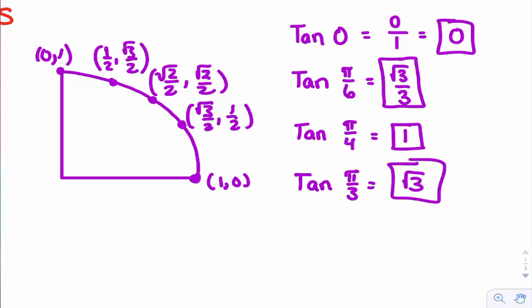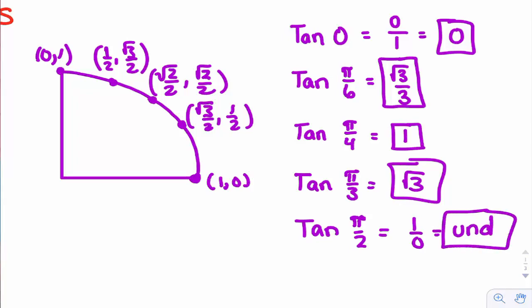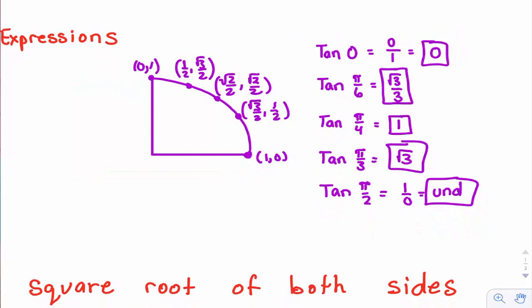So anyway, that's that one, and then the last one is tangent of pi over 2. And pi over 2, I can write this one out. It's 1 divided by 0, which is going to be undefined, which makes sense because that's where your vertical asymptote is located. So these are some good things to know.